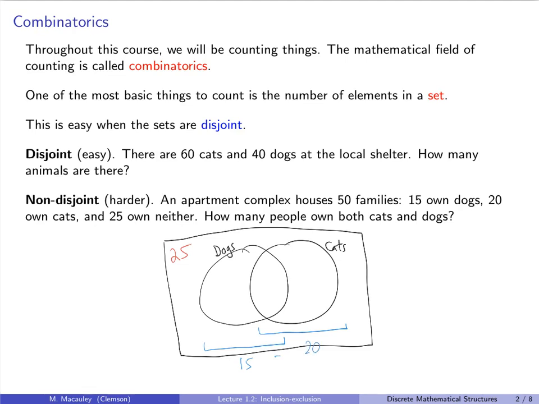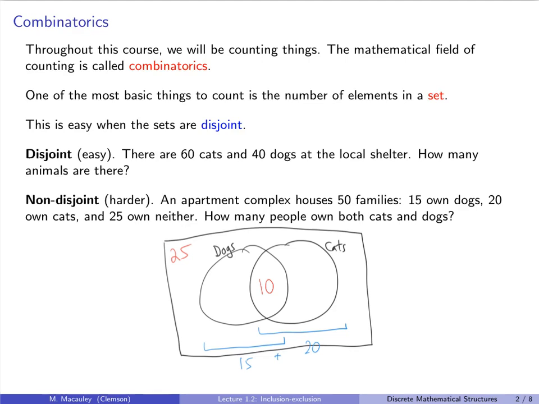So if we just add those up, 15 plus 20, we get 35, and 35 plus 25 is 60. So that tells us that we've double counted. So we've overcounted by 10. So there are 10 people that own both. I claim that at least seems reasonable. Let's check to make sure that it pans out.